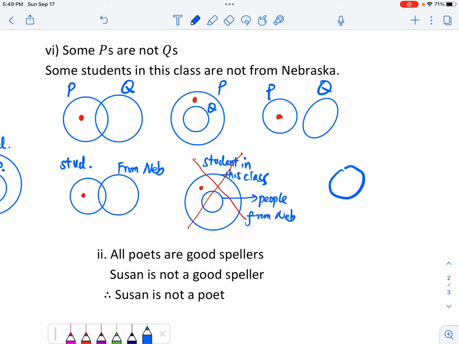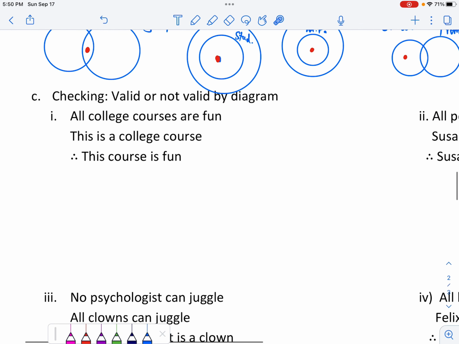And certainly the very last one is applicable. Here's the students in this class, and here's the set of the people from Nebraska, right? And here, this is certainly one valid demonstration of this particular statement. All right, so now we've introduced 4 possibilities when speaking of 2 sets. Now we are going to apply what we just discussed to determine whether each of the following arguments is valid or invalid. So the first one is all college courses are fun.